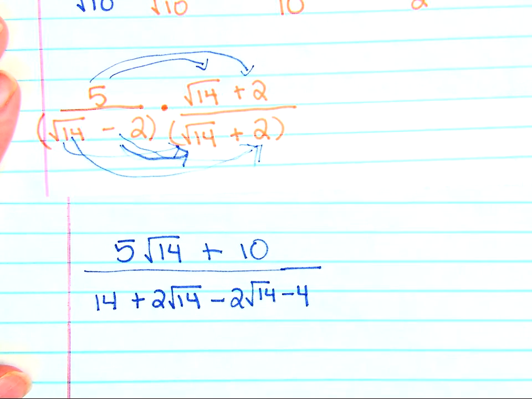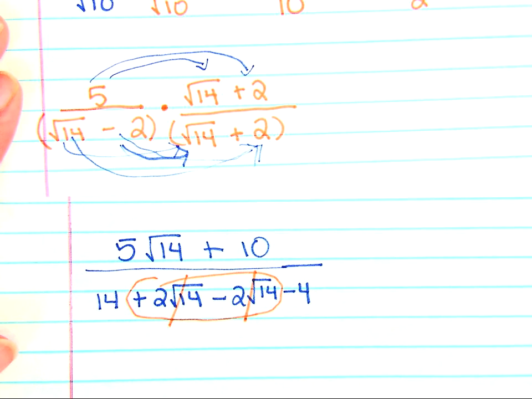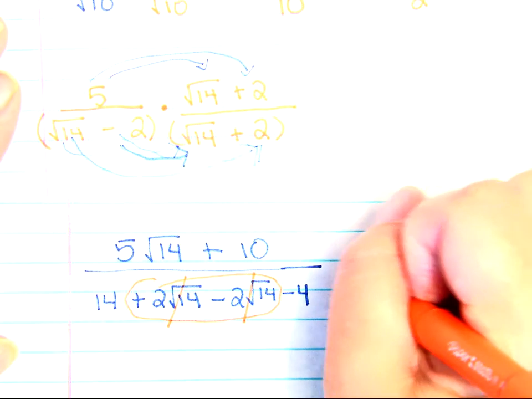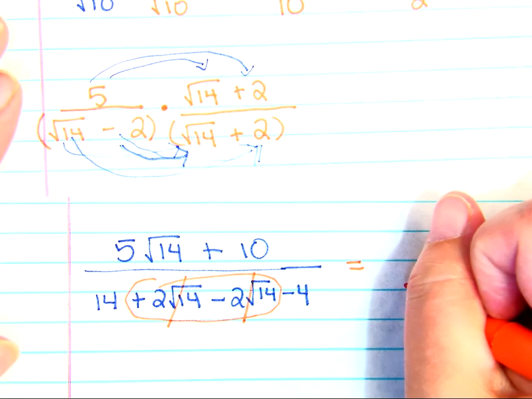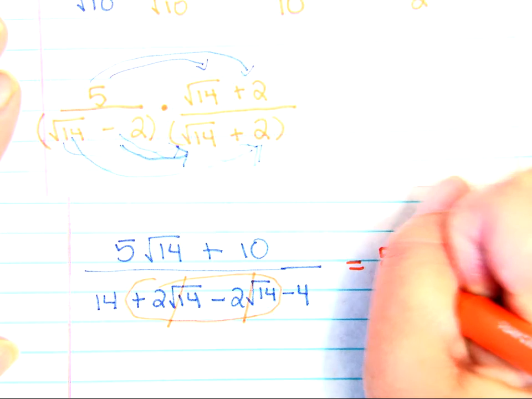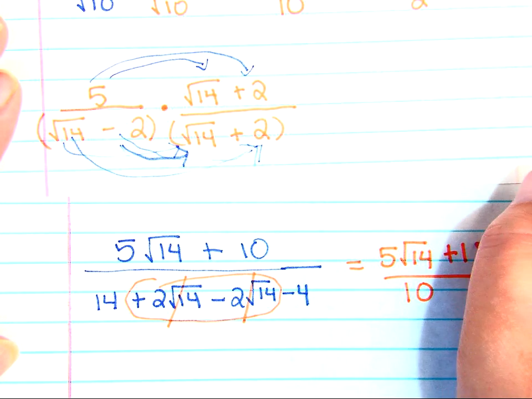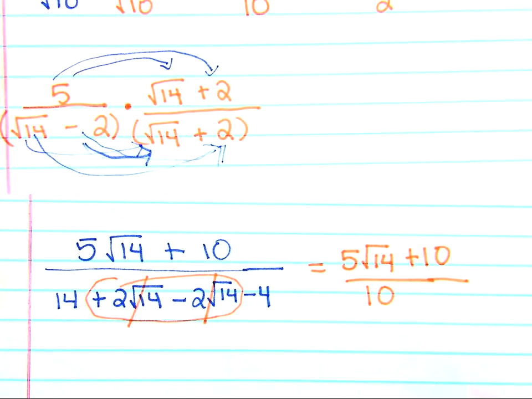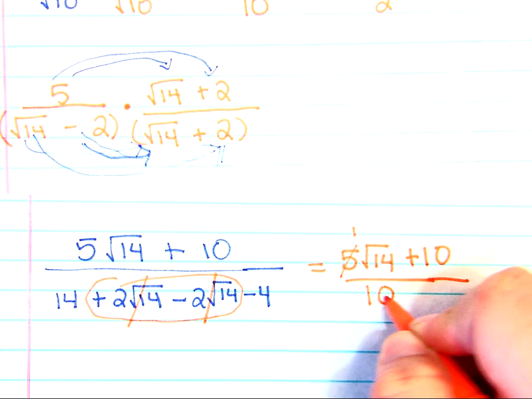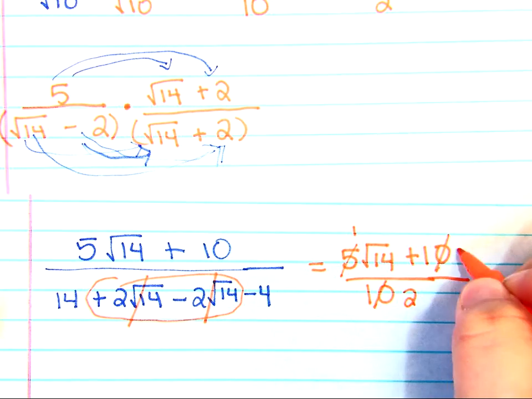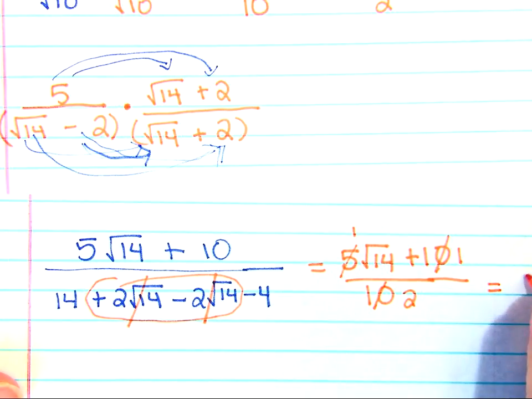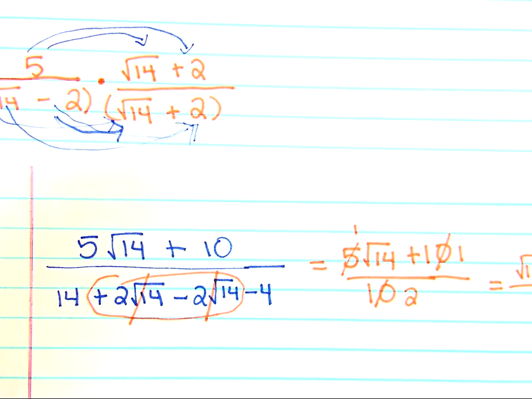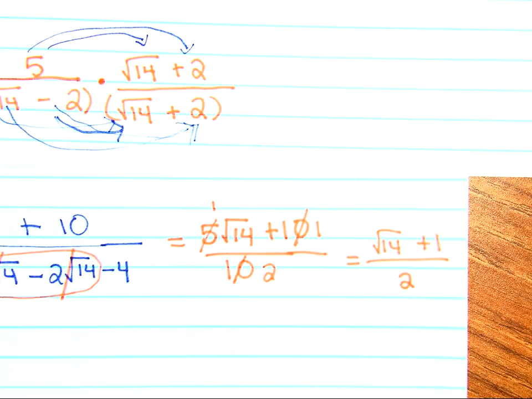This is good news right here that these two middle terms are going to cancel, because remember, my whole goal is to get rid of the radical in the denominator. Simplify, I've got 14 minus 4, so that should be 10. You might look and see that this can be simplified as well. So this is going to become 1, 2, 1. Square root of 14 plus 1 all over 2. Okay. So this concludes section P2.